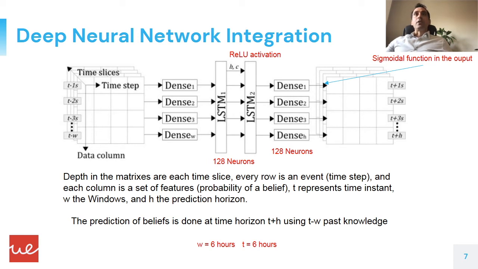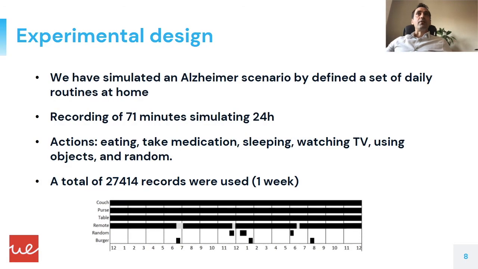So basically we use the ReLU activation function. We use 128 neurons in the dense layer and also for the LSTM layer. And we use the sigmoid function for the output, which means that it's going to be between 0 and 1.